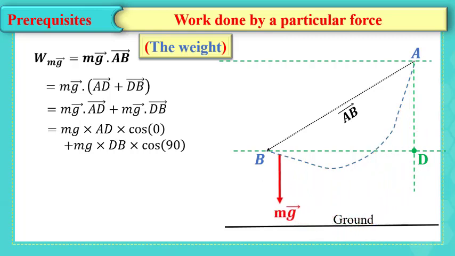But cosine 90 is 0. In addition to that, DB is perpendicular to the mg vector. So it's just mg AD.